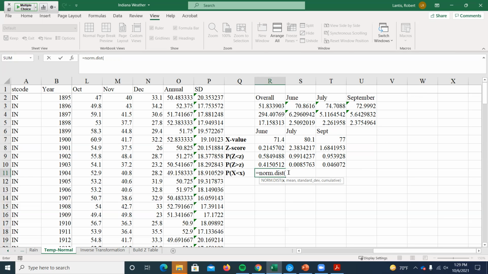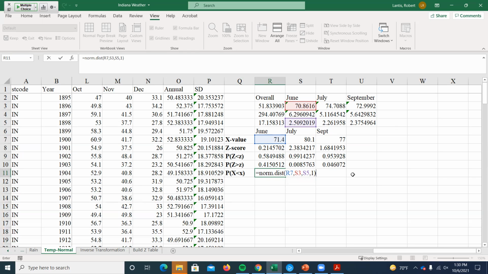So the first thing we tell it is, what value are you interested in? Here I'm interested in 71.4, comma, what's the mean? Here I was looking at June temperature, so the mean I had up here, comma, what's the standard deviation? I believe the second row was variance and the third row was standard deviation. So I select that June temperature standard deviation. And then just like before, that fourth thing, we'll just make it a comma 1, telling it to make it cumulative, give us the cumulative probability.